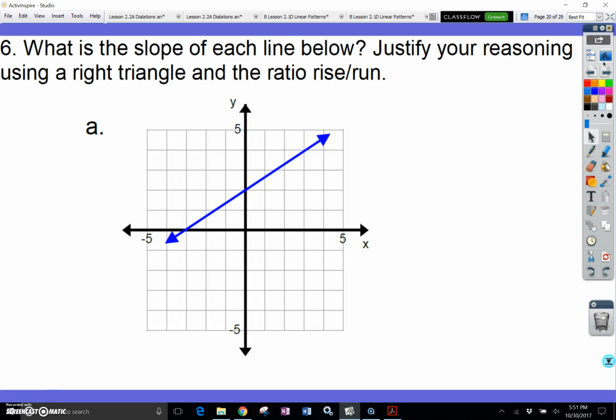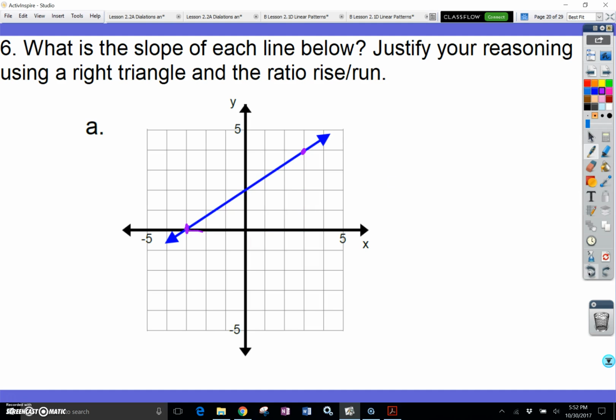Alright. So now I'll go ahead and look at this. It says, what is the slope of each line below? Justify your reasoning using the right triangle. So basically what I want to do is see where this crosses the marks where it gives me a perfect number right here. And if I go ahead, this would be my right triangle right here.